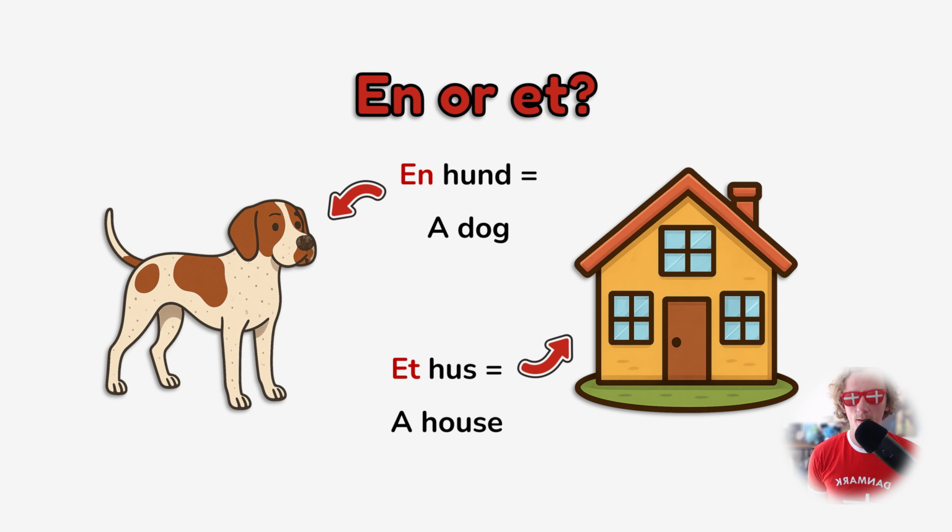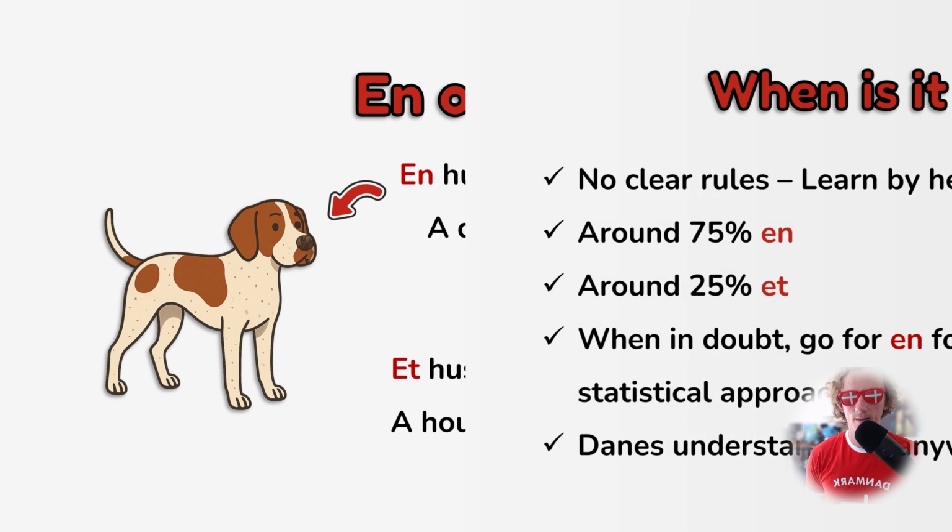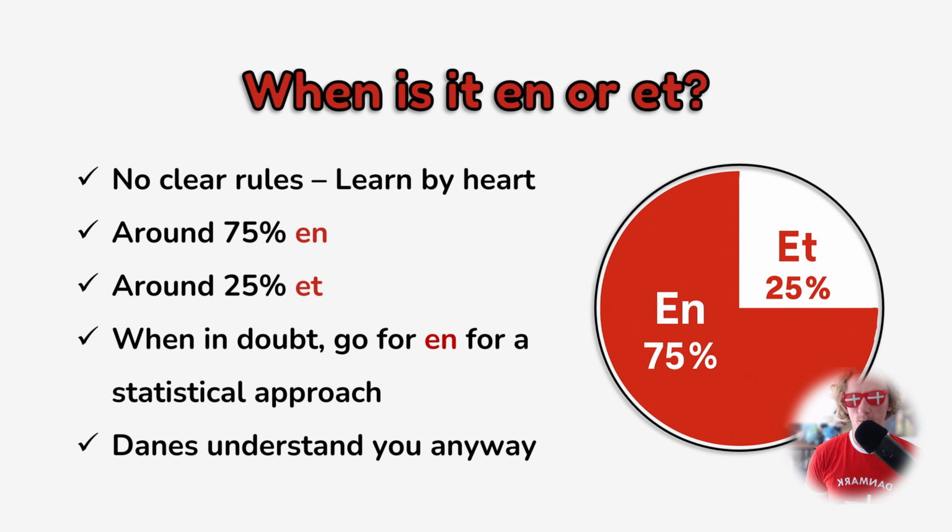Very good. But the thing is, in English we just have a and an. In Danish we have en and et. So when do we use which one? The truth is, you have to learn it by heart. There is no clear rule for this. So at one point you'll get a feel for it. I know it's a very bad tip, but this is the best I can give you.